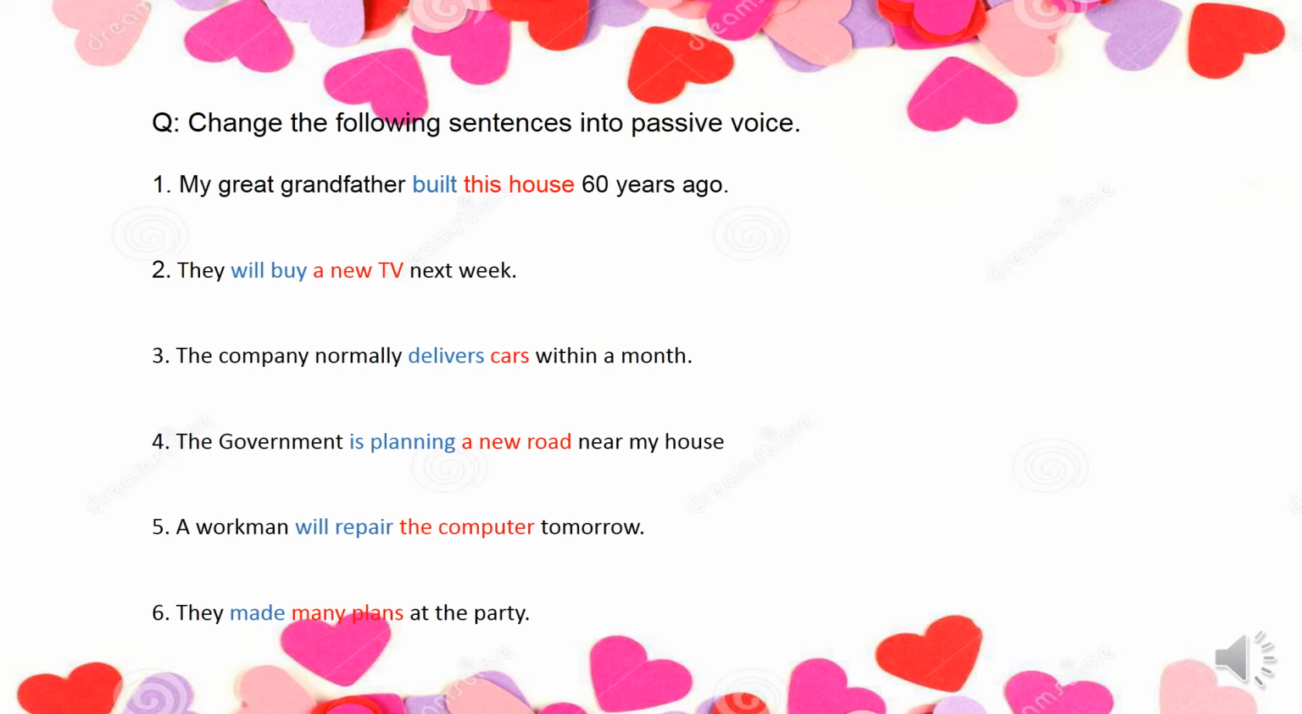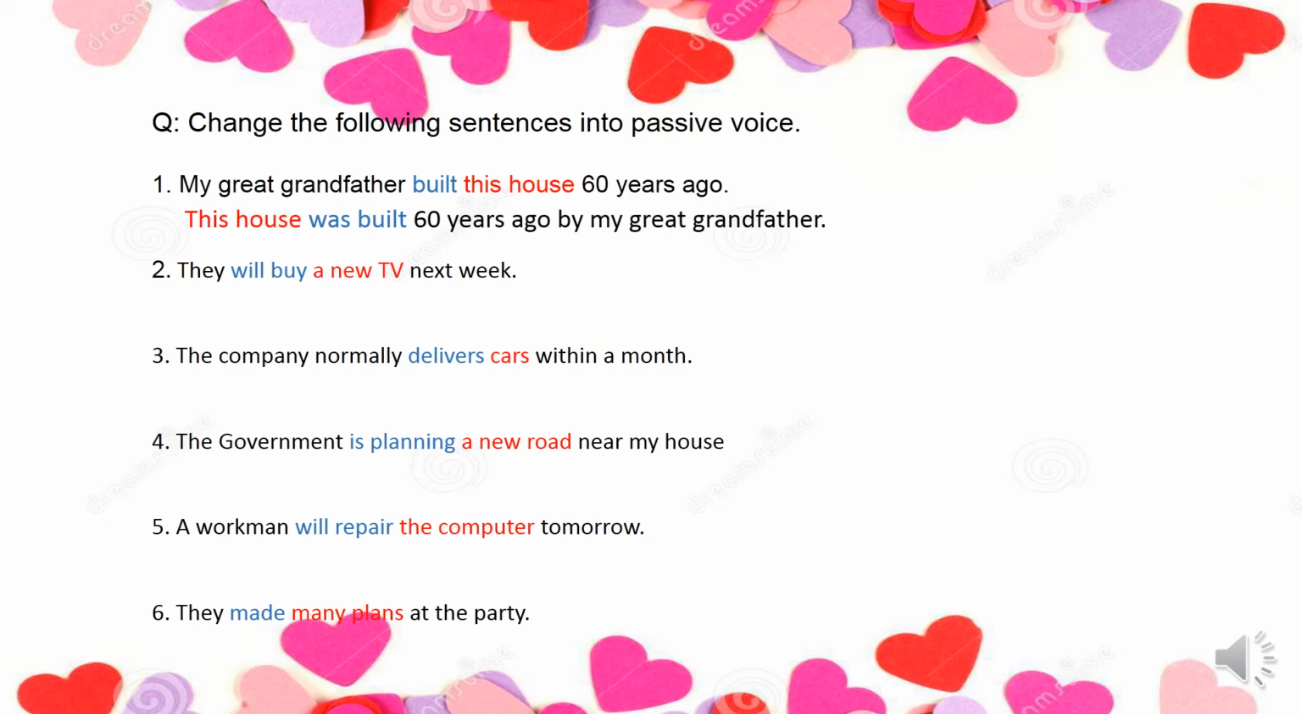So the answer should be this house اللي هي الobject was built. حطينا was لأنه verb 2. Then you add verb 3 from the verb. Then the complement هي 60 years ago, and we added by because we knew my grandfather, my mom, my dad. هذول معروفين فبنحط لهم by my grand أو great grandfather.